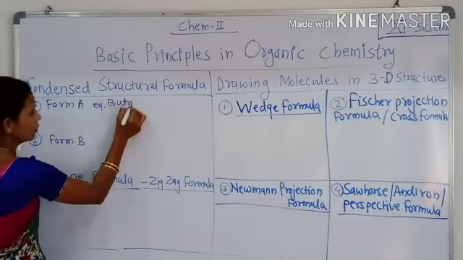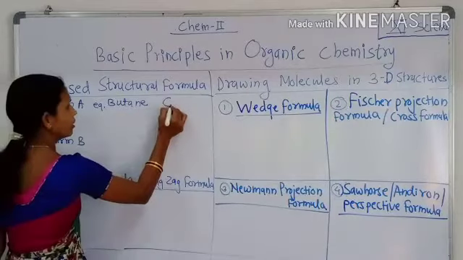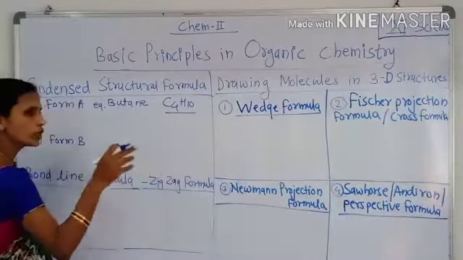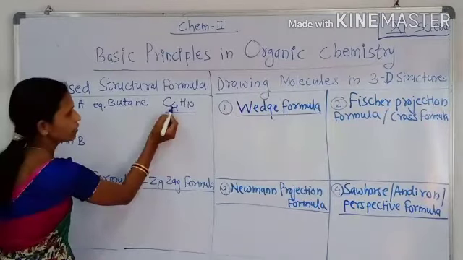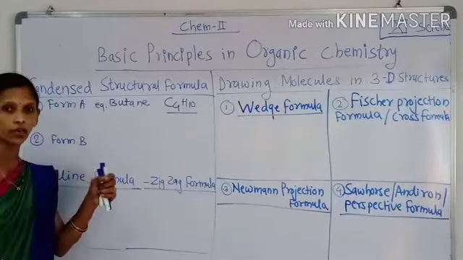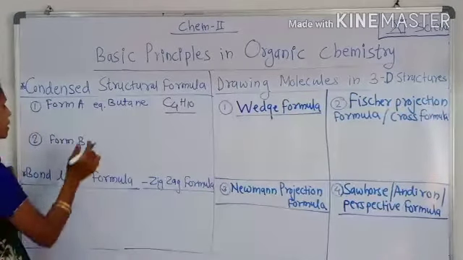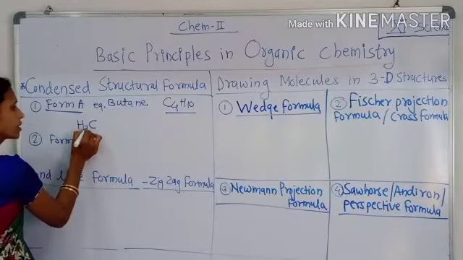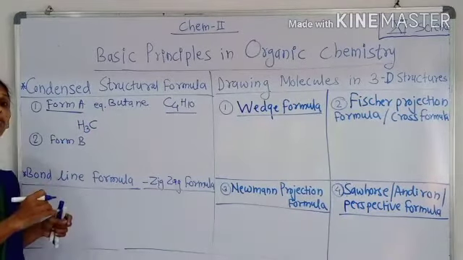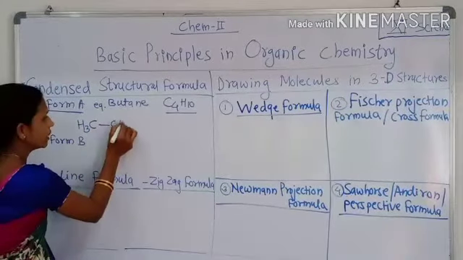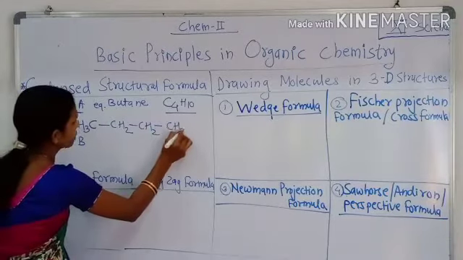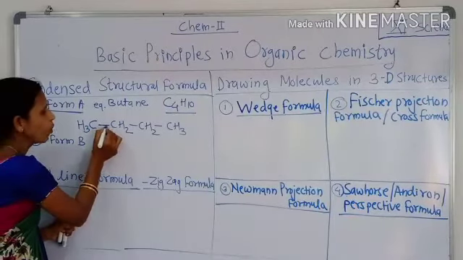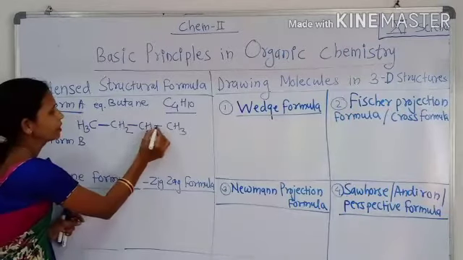I am taking the example of butane, which has the molecular formula C4H10. It contains 4 carbon atoms, and these 4 carbon atoms are in a carbon-carbon chain. Then we can write the form A condensed structural formula. CH3 is present at the terminal of the chain: CH3, CH2, CH2 dash CH3. Between the groups there is a bond which is represented by a dash, a solid line.